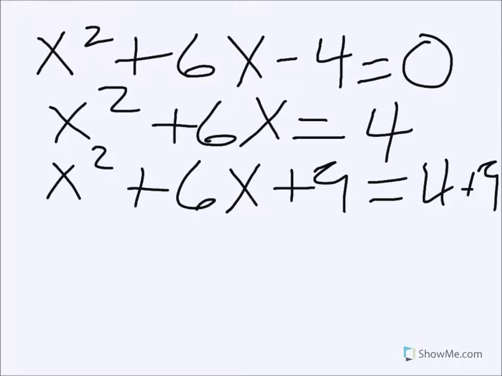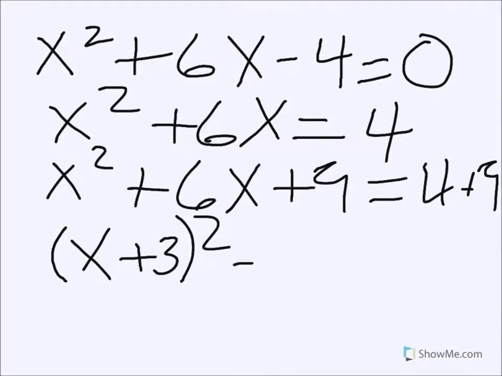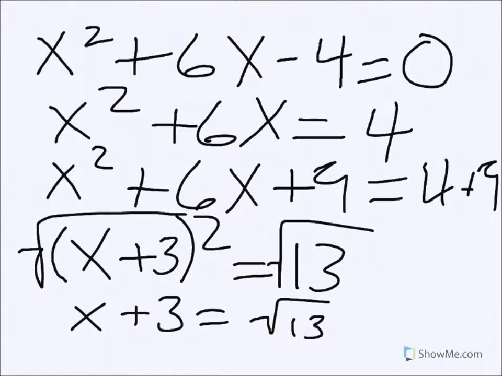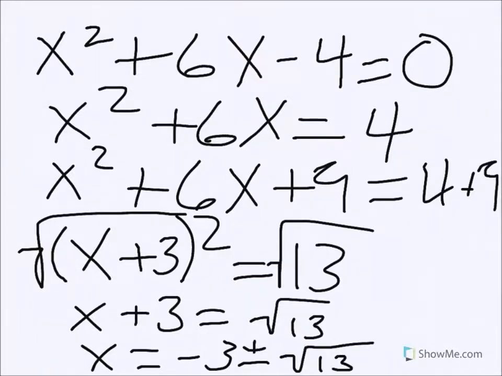Then we can factor this, which is going to come to a perfect square. So it's going to be x plus 3 squared equals 13. Then we can take the square root of both sides, and we get x plus 3 equals the square root of 13. And then our final answer is going to be x equals negative 3 plus or minus, because the square root can be positive or negative, the square root of 13.